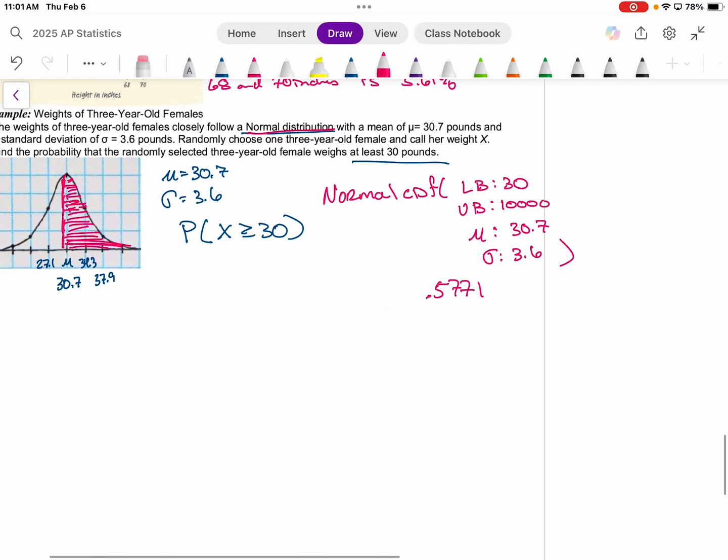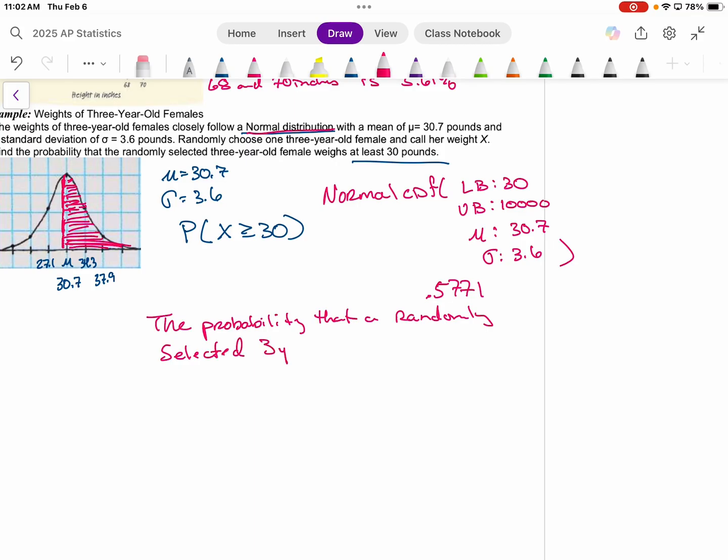So now as I go to an interpretation, the probability that a randomly selected 3-year-old female weighs at least 30 pounds is 57.71%.